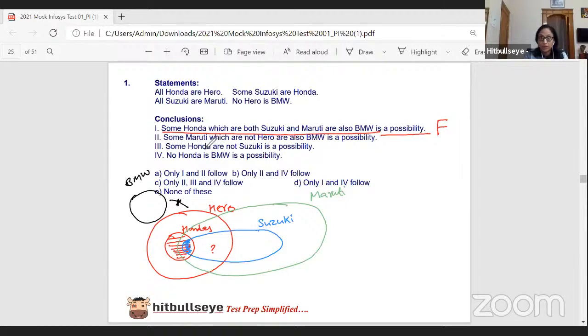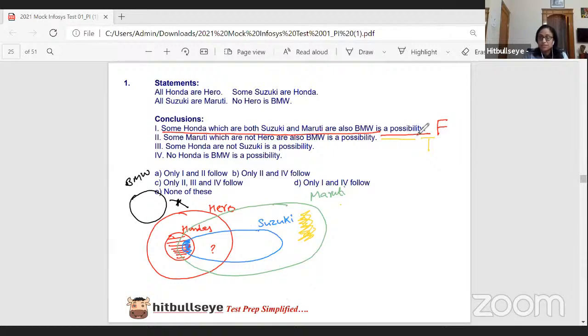Now let's read the second one. Some Maruti which are not Hero. So some Maruti which are not Hero means we are talking about something from here. These are those Marutis which are not Hero. All right. Are also BMW is a possibility. Can I have this BMW circle drawn here? Yes, of course. This BMW is not supposed to intersect with Hero, but of course it can intersect with Maruti for sure. So I could have drawn this black circle here also to intersect with Maruti. Of course it is possible. So it is a true conclusion.